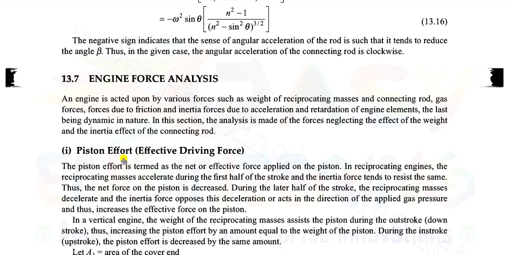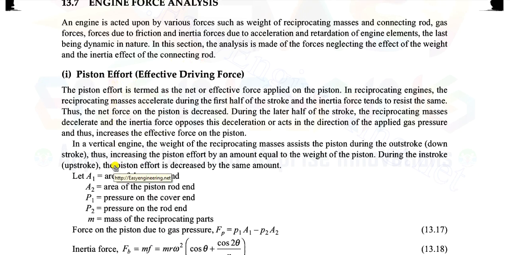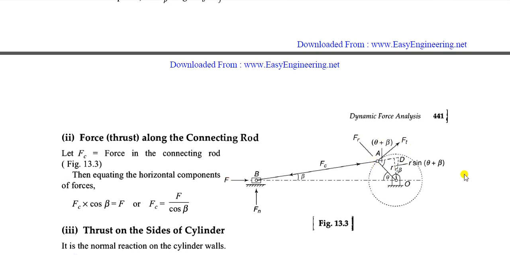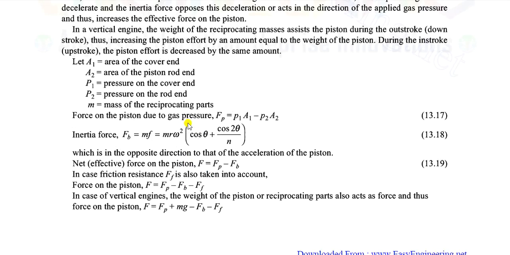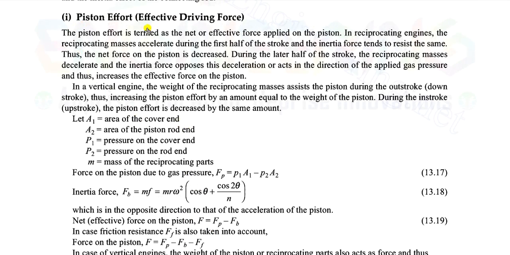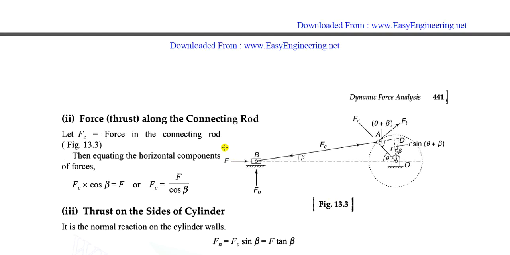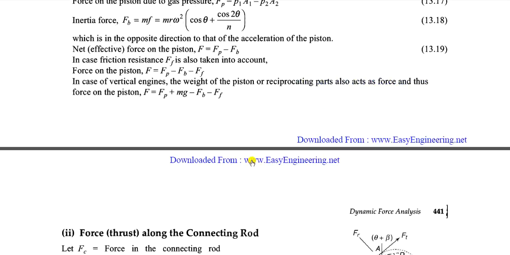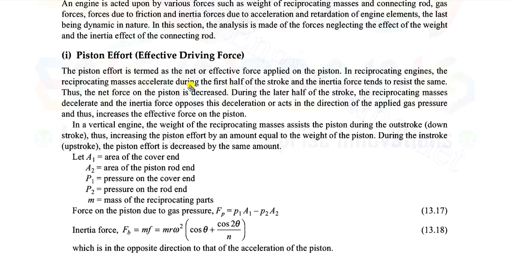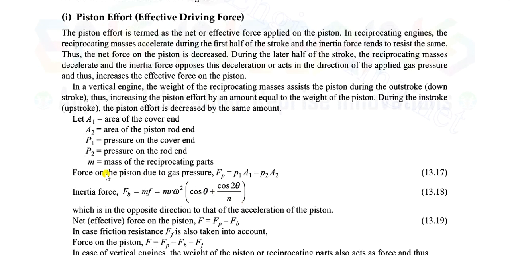Now piston effort. So we will draw one diagram here. This diagram is very important. But before that we will define how many forces are there. So if you see in this diagram, this F is piston effort. How much force is coming on the piston? So this is piston effort. But how you will calculate piston effort, that is given here. The piston effort is termed as the net or effective force applied on the piston. So how much net or effective force is coming on the piston is called piston effort.